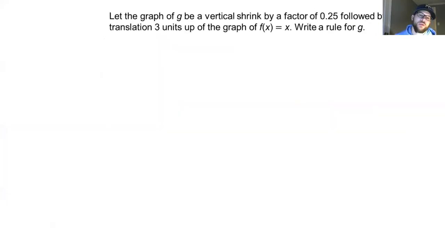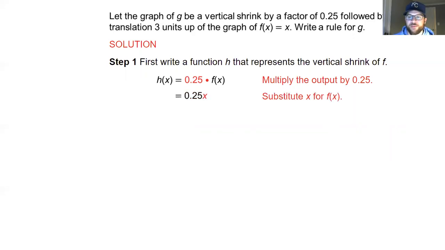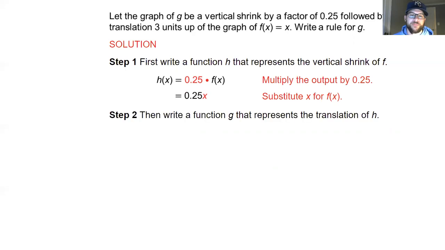All right, so let the graph of g be a vertical shrink by a factor of 0.25, followed by a translation of 3 units up. So this is using a combination of transformations all at once. And then we're going to write the rule for our g. So we're starting with the graph of just a basic linear function, y = x, or f(x) = x. So we're going to write the function h that represents first the vertical shrink of f. So vertical means you are affecting the outputs, and it is a vertical shrink by a factor of 0.25. So we're just going to multiply by 0.25 on the outside for the vertical shrink.